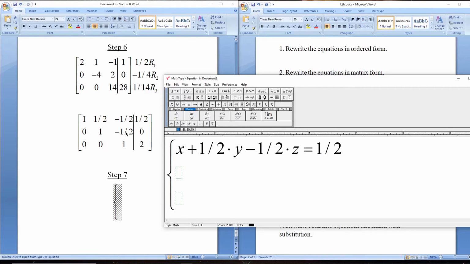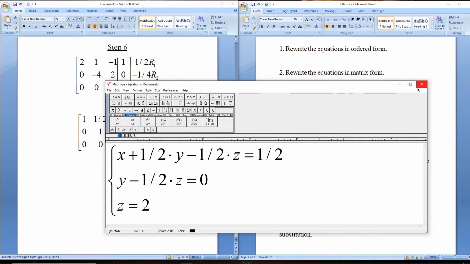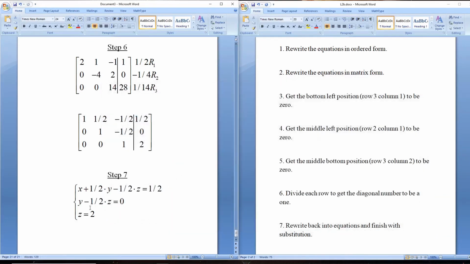Now let's take a look at row 2. Row 2 says 0 for x coefficient, and then 1 for y, and then minus 1/2 for z. And all this equals 0. And then our last row tells us 0 times x, 0 times y, 1 times z equals 2. And so here are the equations that result from this matrix.